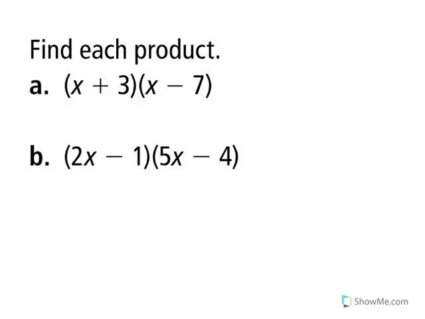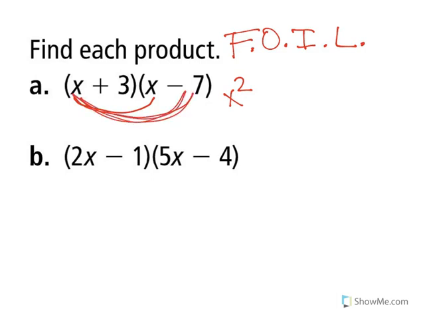What that means is, we are going to FOIL: first, outer, inner, last, or first, outside, inside, last, depending on what mood I'm in, which means that's the order that we're going to multiply in. So we're going to multiply the first two terms, x times x is x squared. We're going to multiply the outside terms, so x times negative 7 is negative 7x.